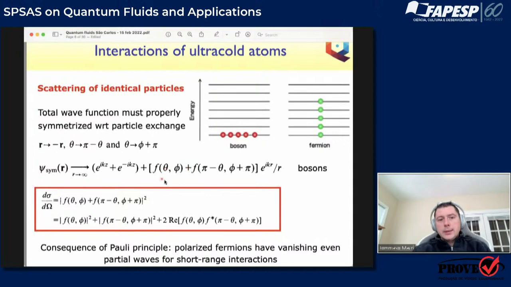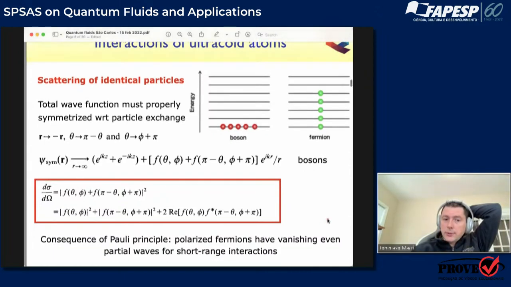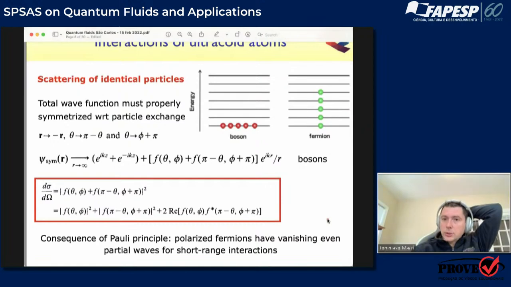And the fact that the lowest partial wave for scattering goes to a constant, which is minus the scattering length, implies essentially that polarized fermions have vanishing even partial waves for short-range interactions. And therefore, that's it. So polarized fermions can be taken to be essentially formally non-interacting. And this is true, of course, for interactions that are at sufficiently low energy.